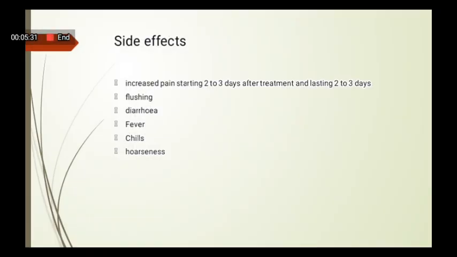Then we are going on to side effects of strontium chloride 89. It causes increased pain starting 2 to 3 days after treatment and lasting 2 to 3 days. Then there's flushing, diarrhea, fever, chills, or sinus.